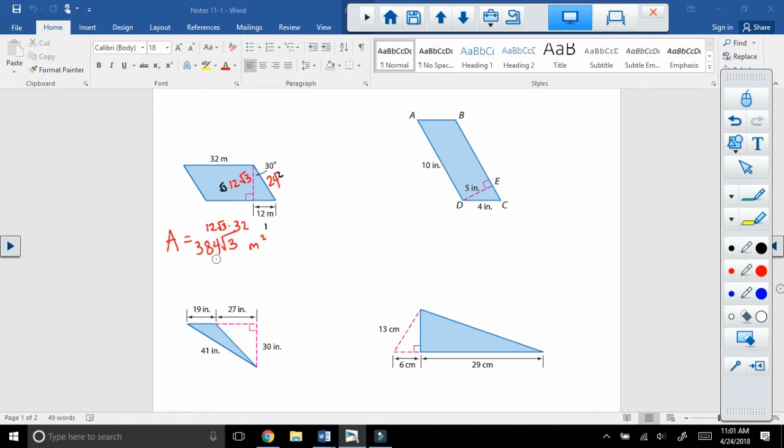When you round it, that would be approximately 665.1, and that's square meters.